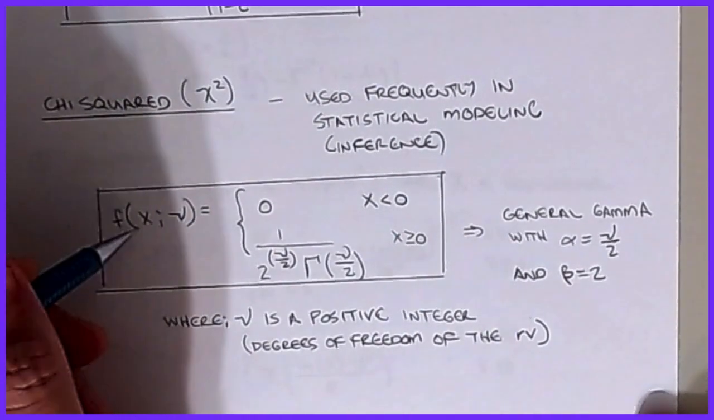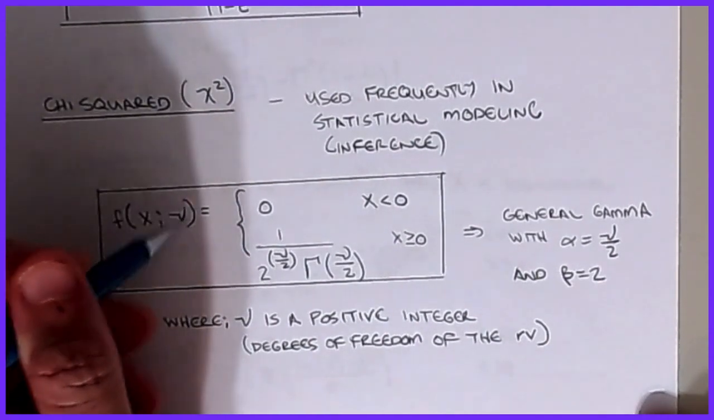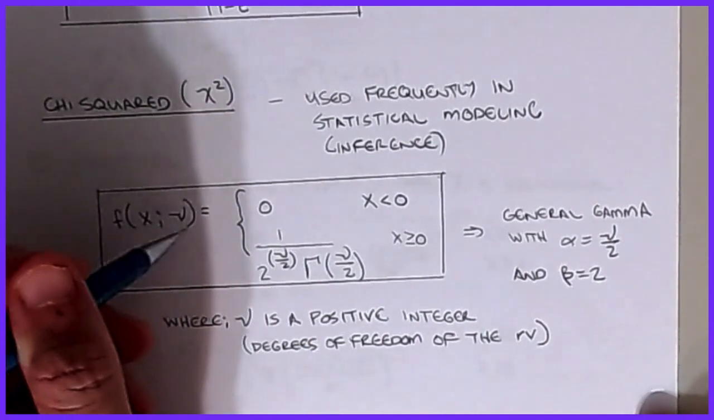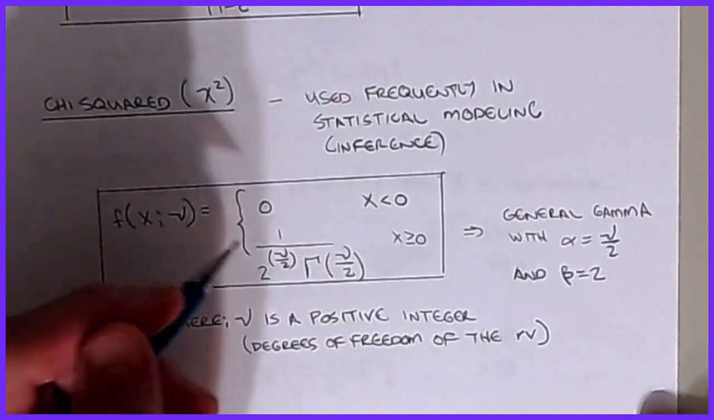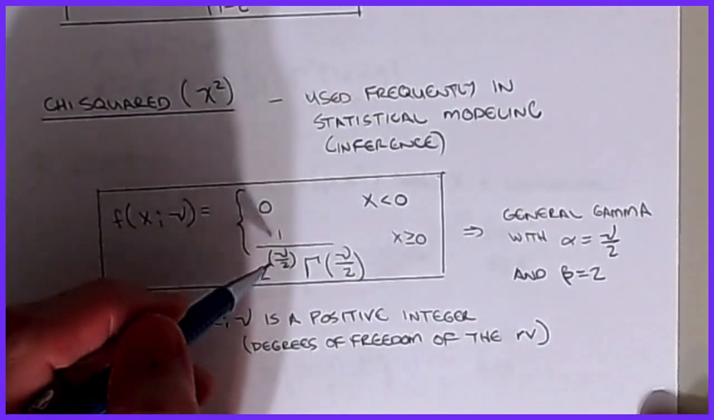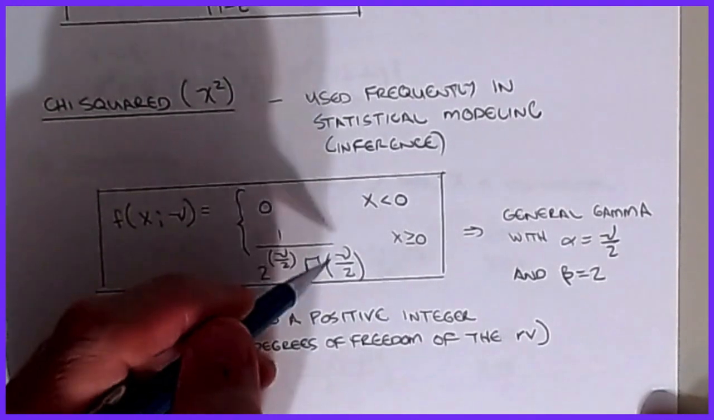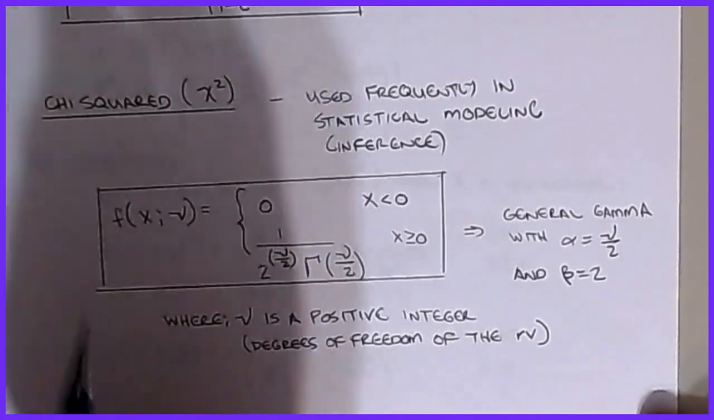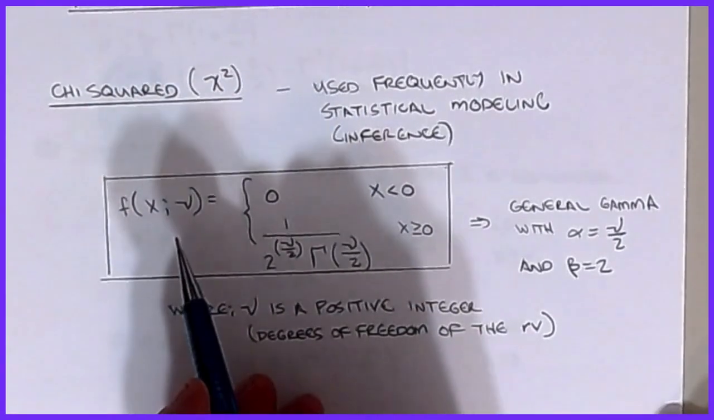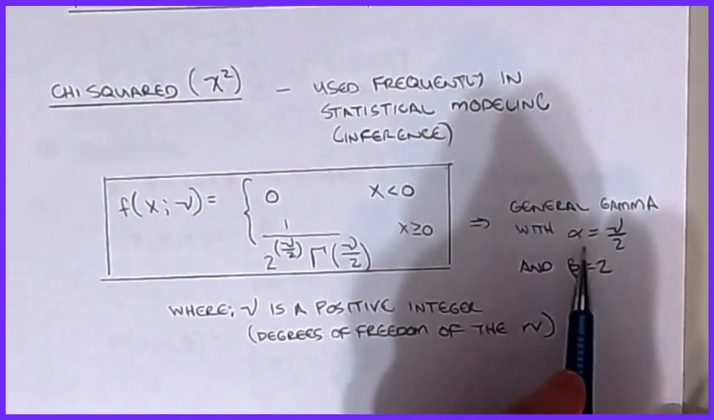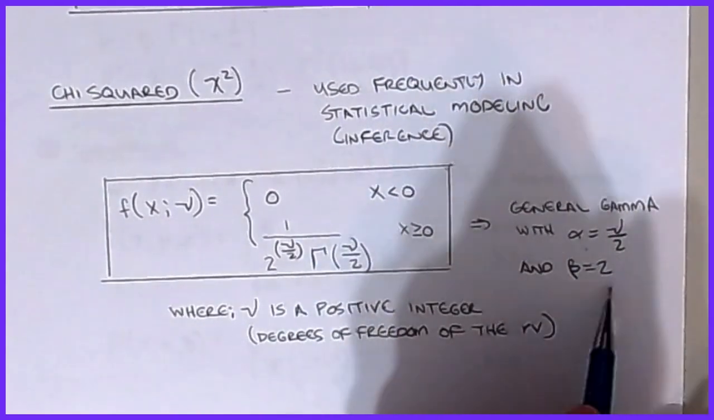So the distribution for this is going to be x and some parameter. They usually use this kind of scripted v thing, it's a nu character. It's 0 when x is less than 0, and then it's 1 over 2 to the nu divided by 2 power, and then gamma of nu divided by 2. All right, and that will give you a chi-squared distribution, which is a particular form of the general gamma when alpha is nu over 2 and beta is 2.